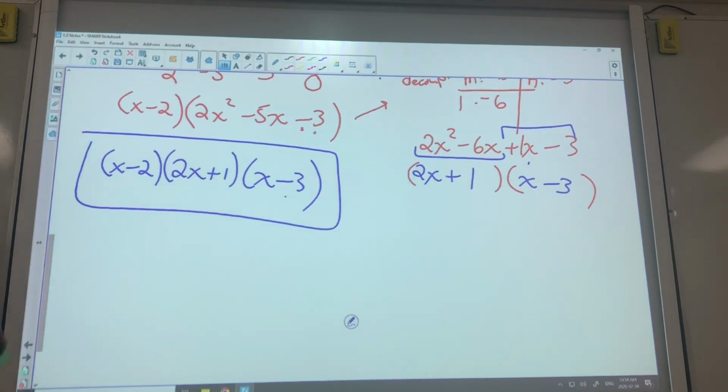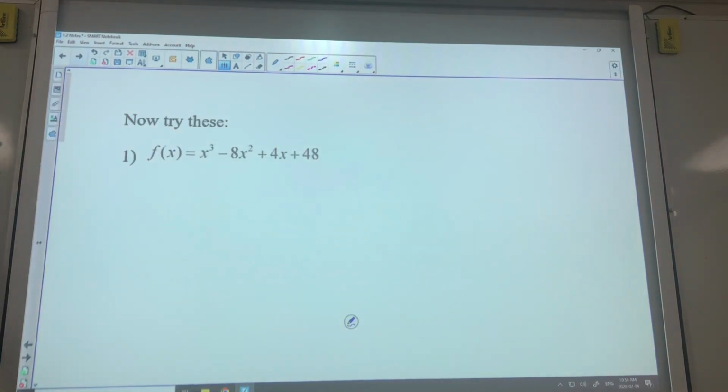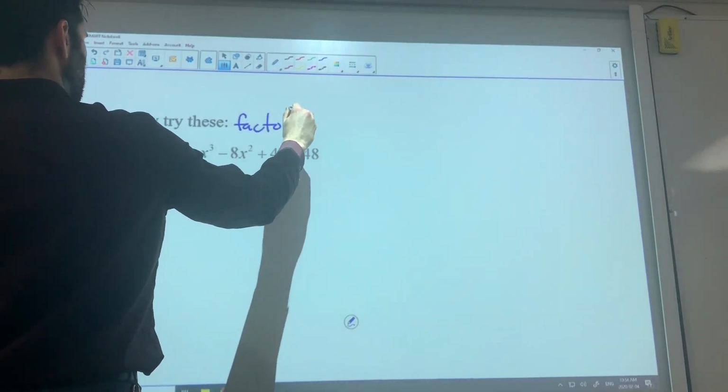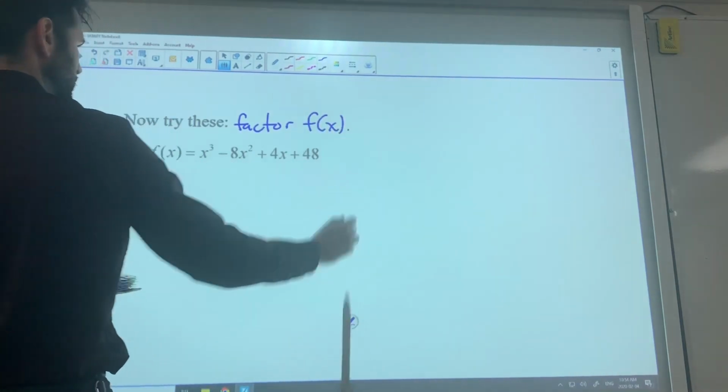Anyways, I think the best thing we could do is just do another question. There's a lot of stuff happening here, right? So let's try this one. Basically, it should just say, factor f of x.